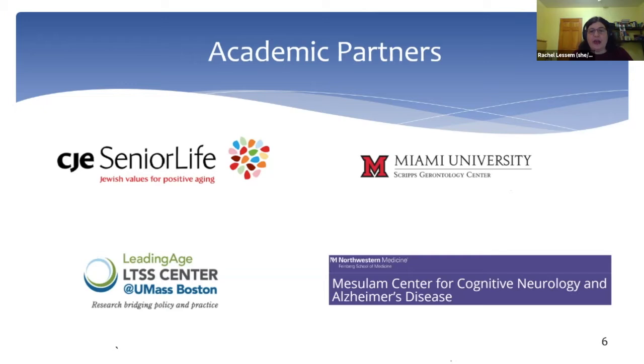And finally, we have the Miami University of Ohio Scripps Center for Gerontology, which is also a research center at a major university, which conducts a wide range of aging-related research in areas that include demography, long-term care, program evaluation, the aging workforce, and dementia programming, with 19 staff and 20 affiliated faculty.